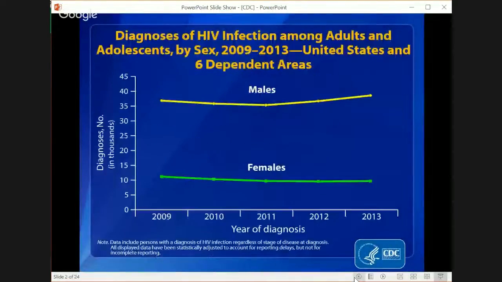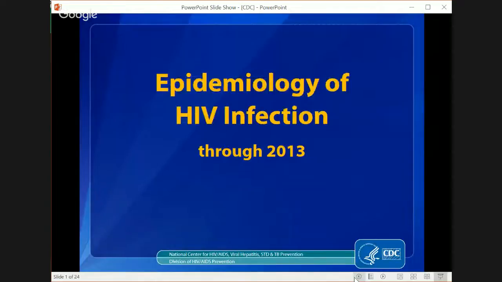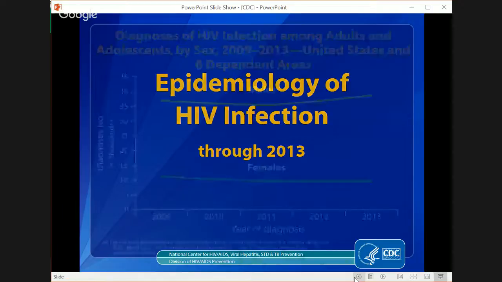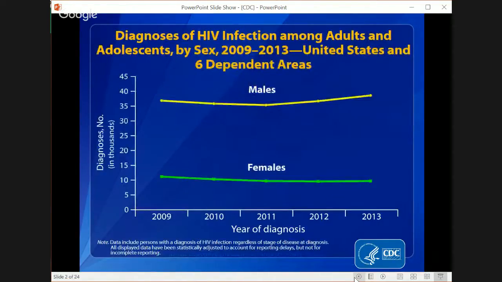All right, so this is cases reported through 2013 to the National HIV Surveillance System. HIV, remember from yesterday, is one of the notifiable conditions. So any person that is diagnosed with HIV is reported to, well, in New York, you're reported to the health department, and then the health department reports you to the Centers for Disease Control. So this is showing diagnoses of HIV infection among adults and adolescents by sex. This is a person characteristic from 2009 to 2013.